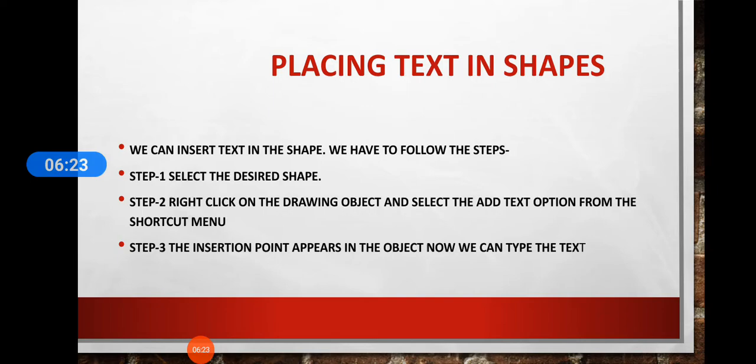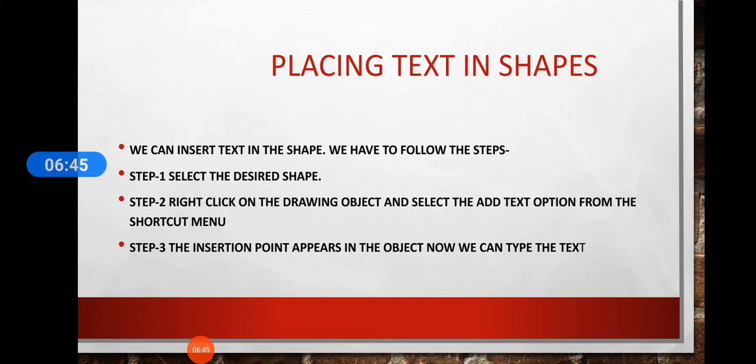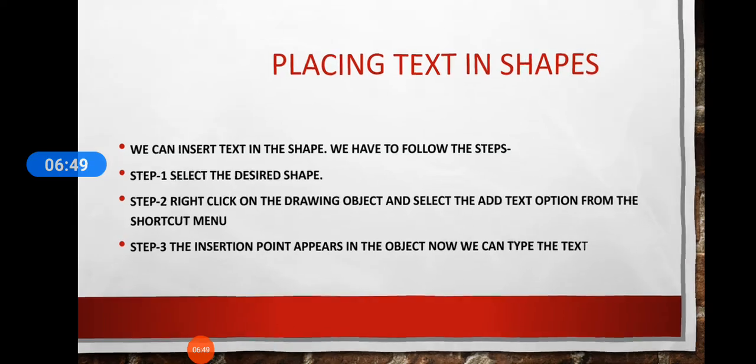First step, select the desired shape. Second step is right click on the drawing object and select the add text option from the shortcut menu. Step 3 is the insertion point appears in the object. Now we can type the text. This is the way we can place text inside the shapes.